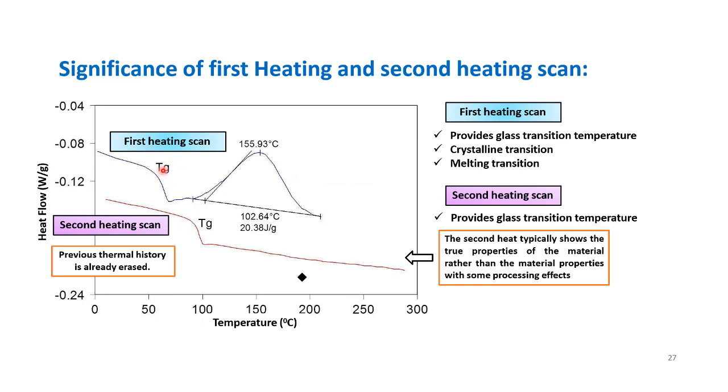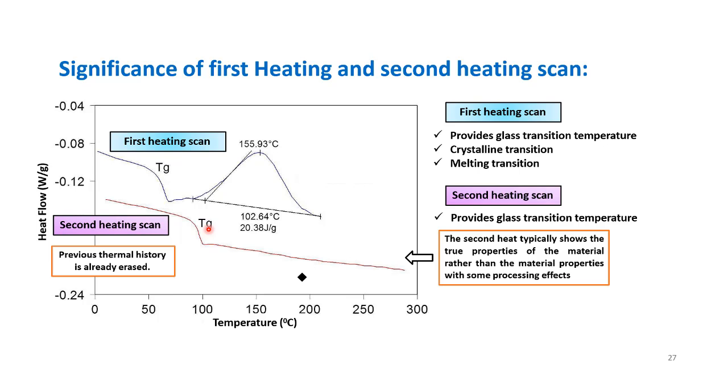So in the first scan, there will be a lot of thermal history of the polymer, of our material. But still that will provide us the glass transition temperature, and the crystallization transition and melting transition also. But in the second case, if we want to accurately detect the Tg, we can get an accurate value of the Tg.